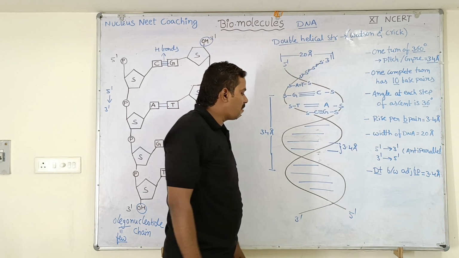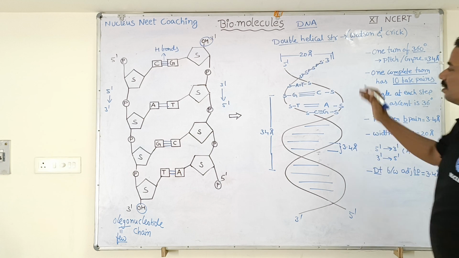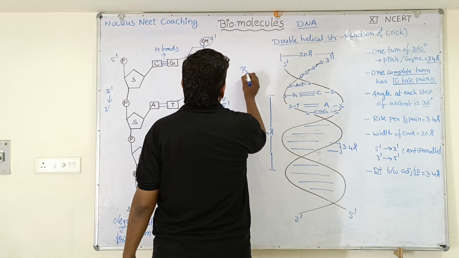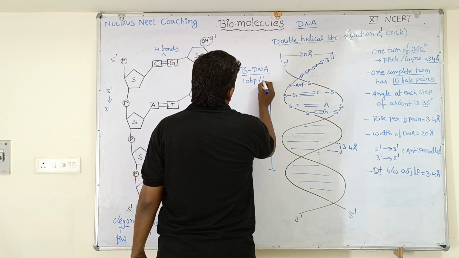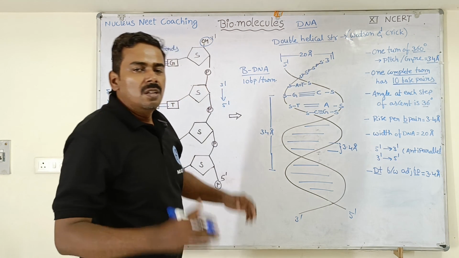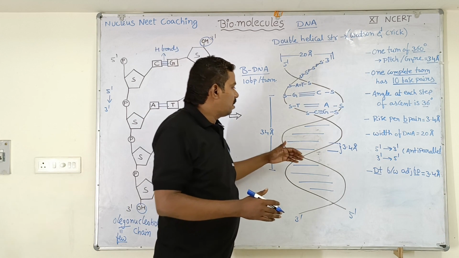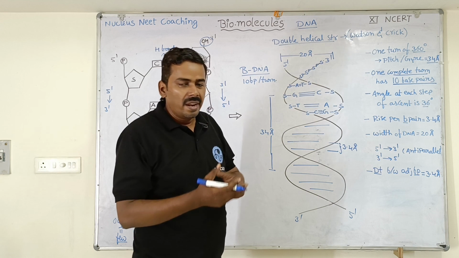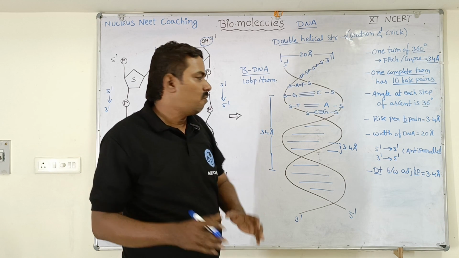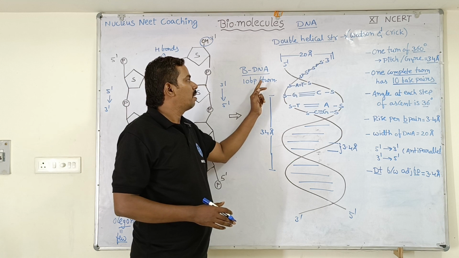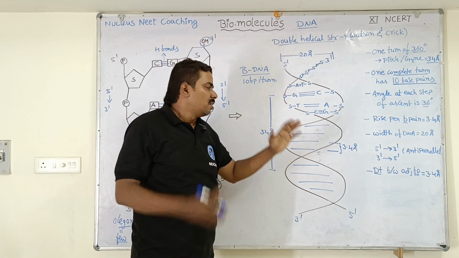Whenever DNA has 10 base pairs per one complete turn, that DNA is called B-DNA. So B-DNA has 10 base pairs per turn. In higher classes, you will learn about many other types of DNAs that differ from each other based upon the number of base pairs in each turn. There is also A-DNA, C-DNA, D-DNA, Z-DNA. Many types of DNAs are present, but the most common type is B-DNA, which has 10 base pairs per turn. And Watson and Crick proposed the structure of B-DNA. Understood? Copy down this, students.